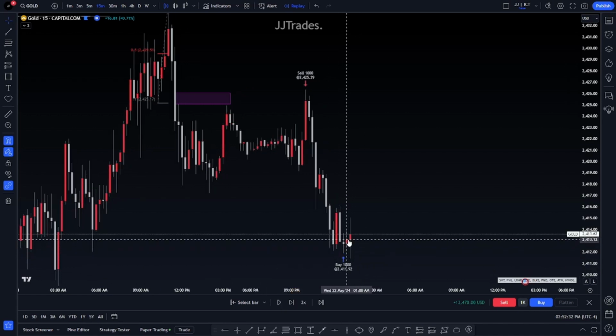So I hope that helps you understand what a break of structure is and how you can really find them and use them with higher time frame concepts. I didn't really get to implementing them with higher time frame concepts, but I think you should be able to handle that on your own.